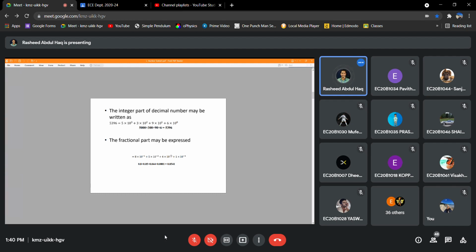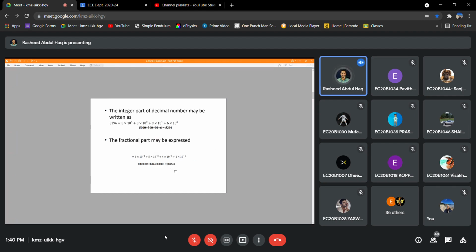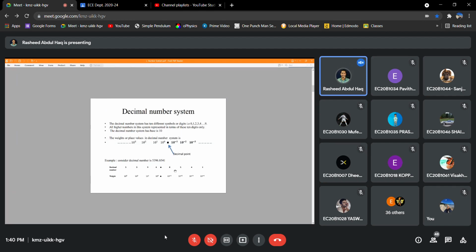That is 0.8541. So in total, we will get 5396.8541. So I hope that you are clear with the decimal part, because it is very important so that I can explain the other number systems.